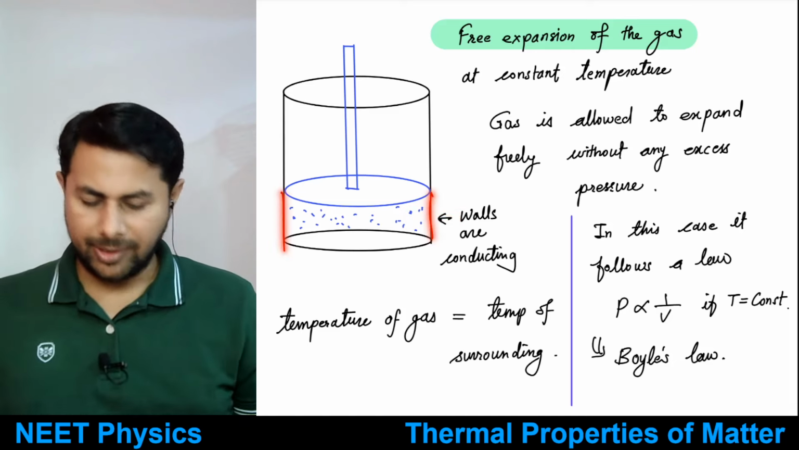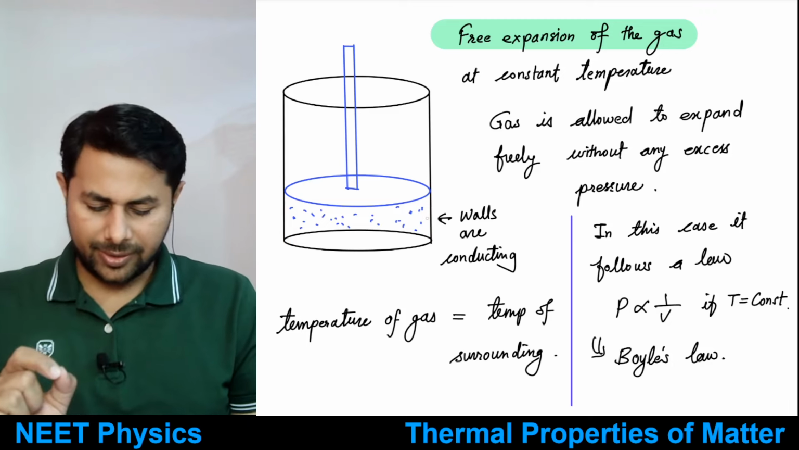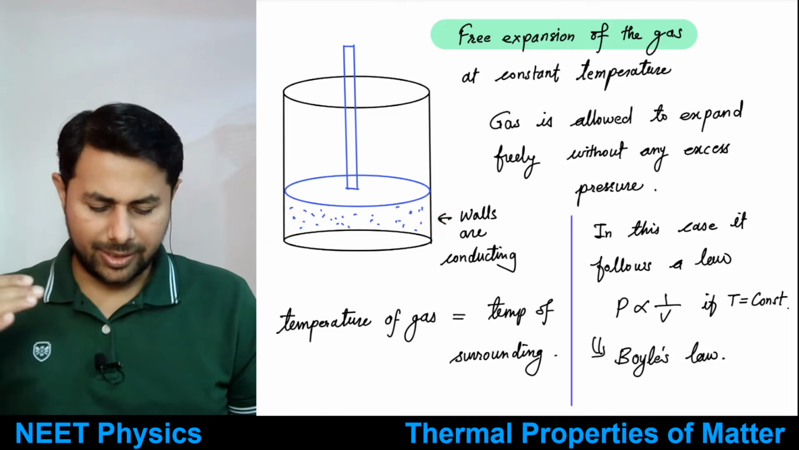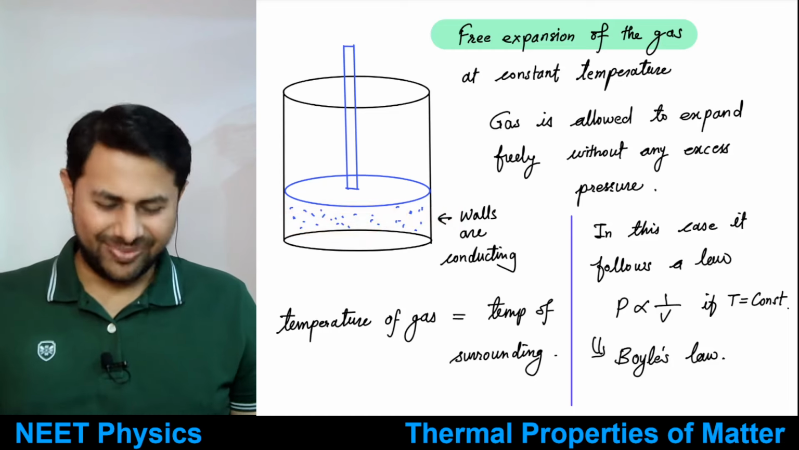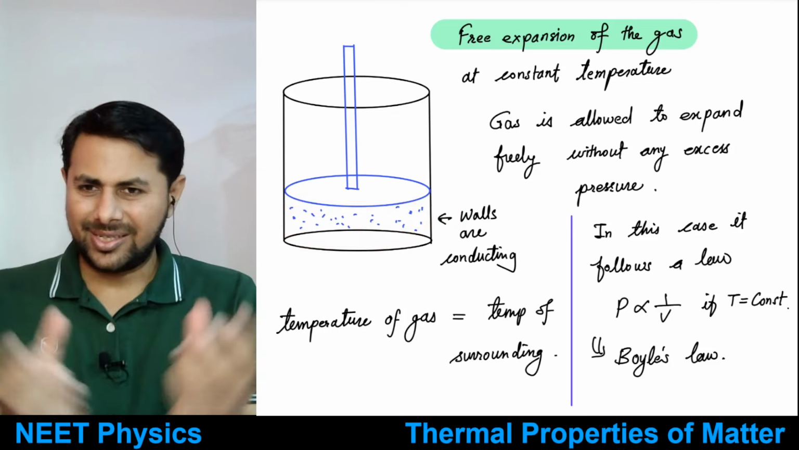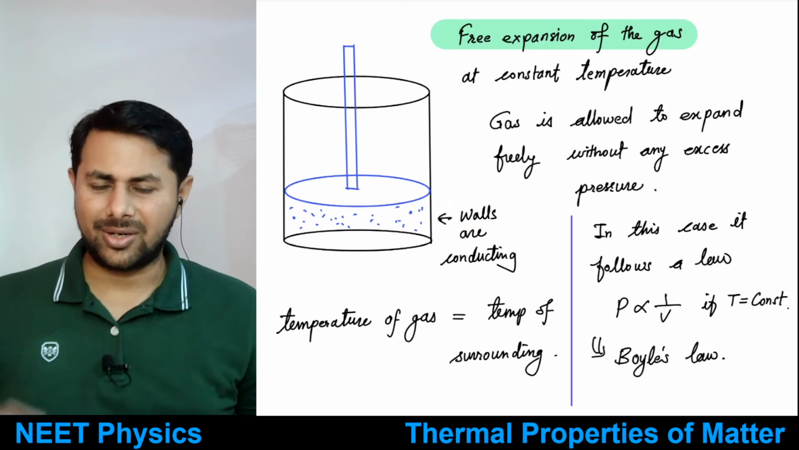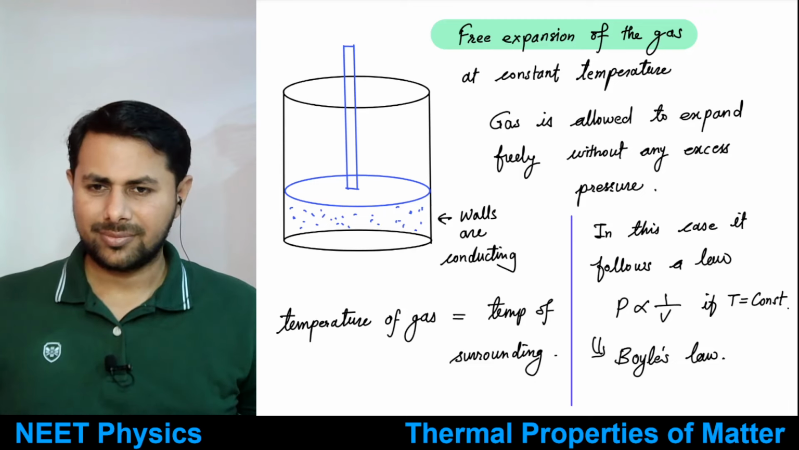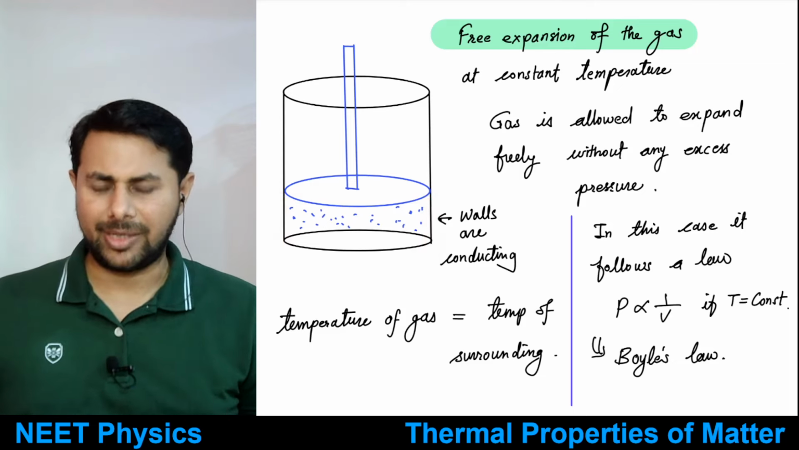So if the walls are conducting and there is a slight increase in temperature, the heat will flow out of the container and it will maintain the temperature of this system. This thing is called a system, by the way; we'll talk about that in thermodynamics. So the temperature inside this container and the temperature outside would be equal, right? This is called isothermal expansion. If the walls are insulating, then it is known as adiabatic expansion.